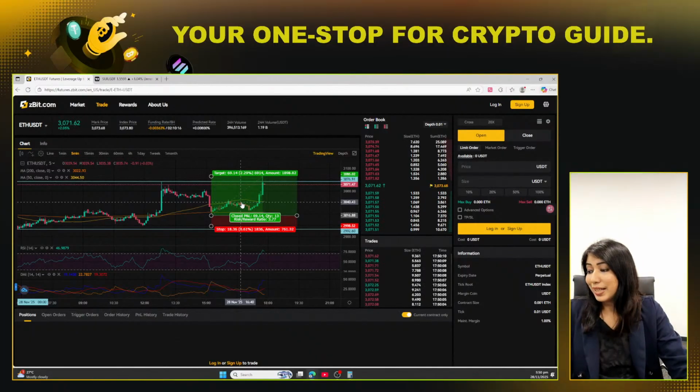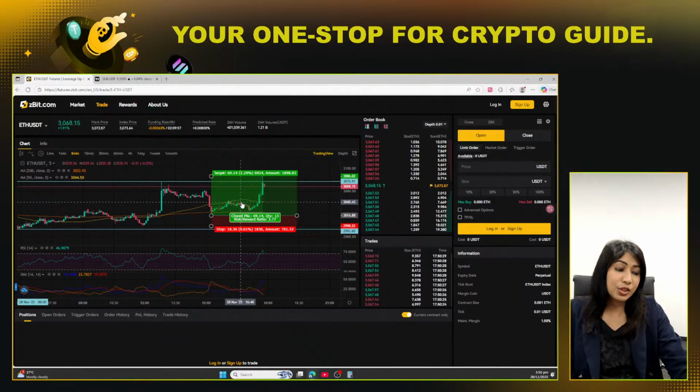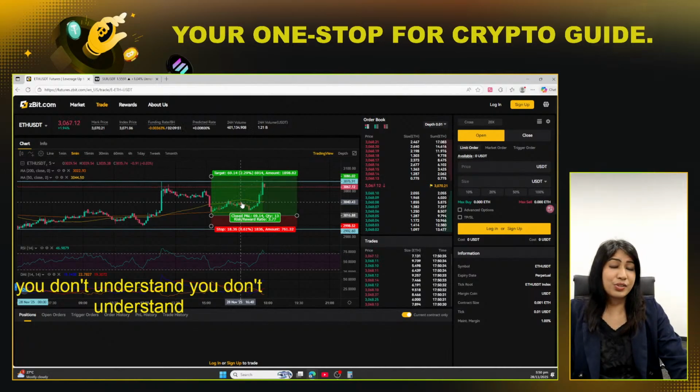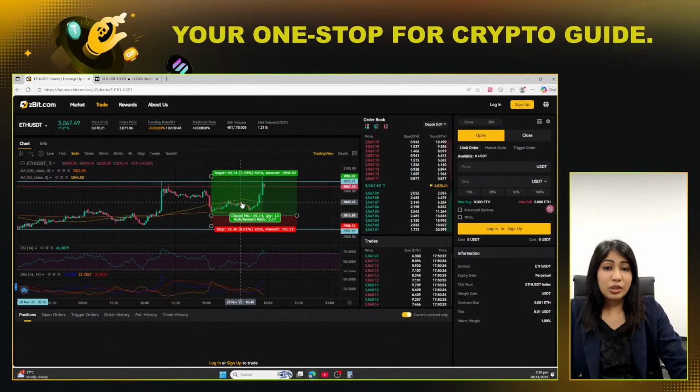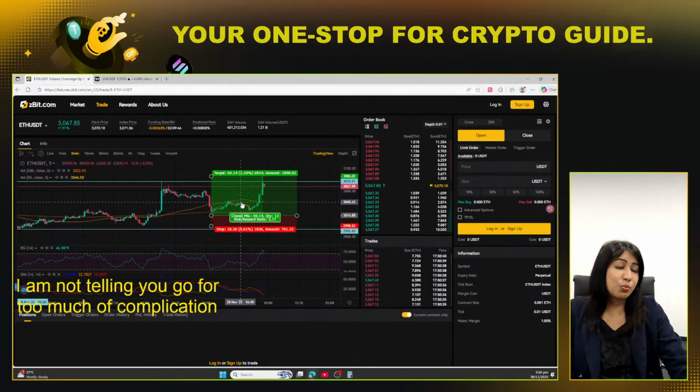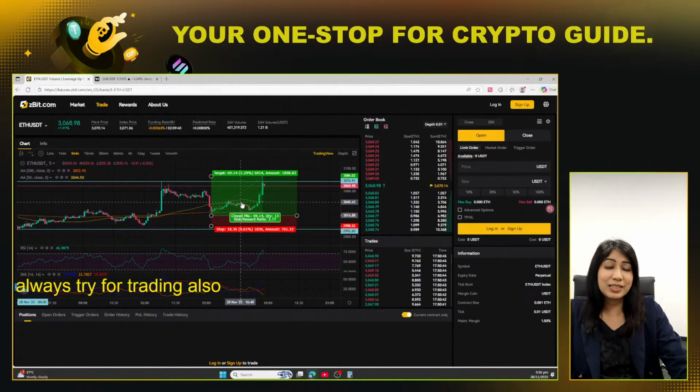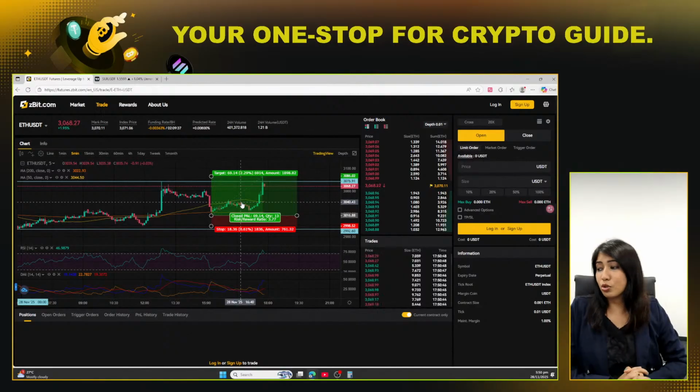Or you can take the guidance and put the strategies in your own day-to-day trading and start trading on your own. It's not rocket science, trust me. You need to learn a few jargons and terminologies here and there, and it's very easy. Even if you don't understand leveraging, liquidations, or mathematical calculation, use some logical reasoning. I'm not telling you to go for too many complications with futures trading only. You can always try spot trading also. It's an ocean of knowledge actually.